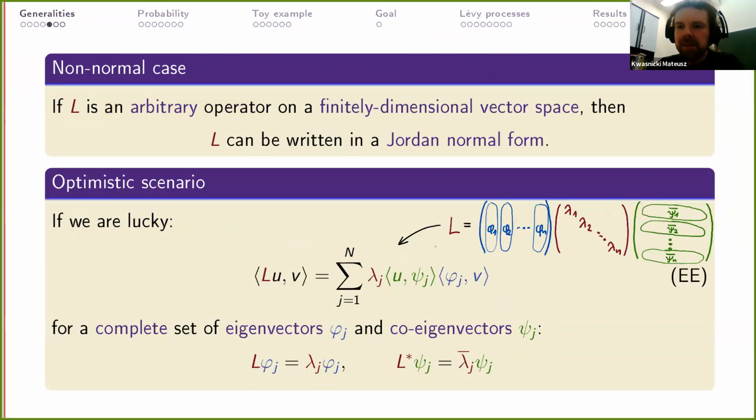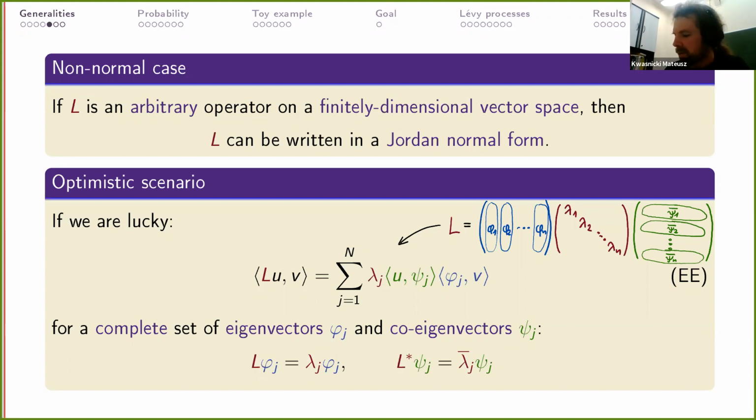So in the finite dimensional case, we still know a lot about non-normal operators, but the best one can do is probably put it in the Jordan normal form. So you have eigenvectors and generalized eigenvectors in a different sense than the one discussed just before. And we cannot get full diagonalization, but something which is very close. If we are lucky, and there are no these generalized eigenvectors, then we can actually write the same eigenvector expansion as before. But this time, we need to use two families of eigenvectors.